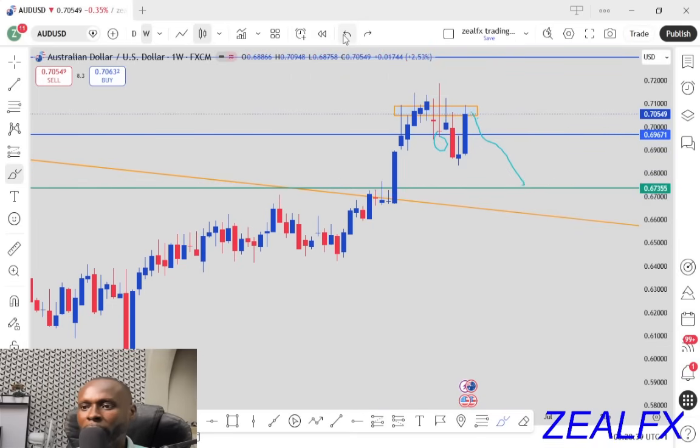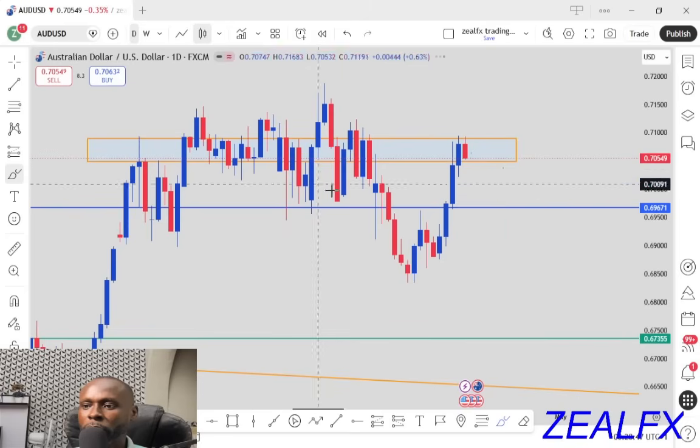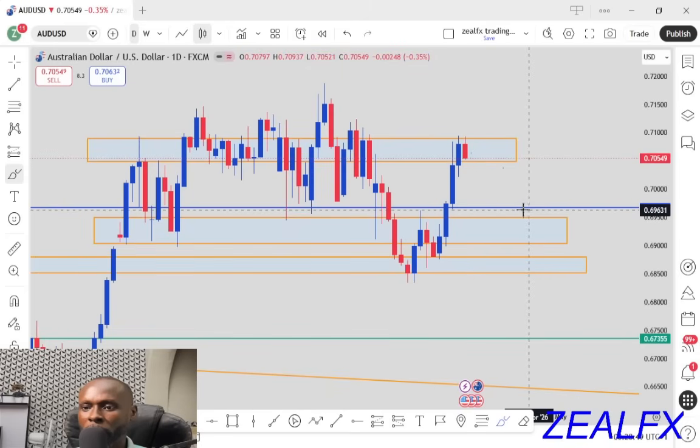So our job now is to follow the instruction of the market and do what the market says, not what we think the market will do. So let's go back to our daily chart. We have to look out for a possible sell to this next support. Then if price fails, we start looking for buying opportunity for the Australia USD.